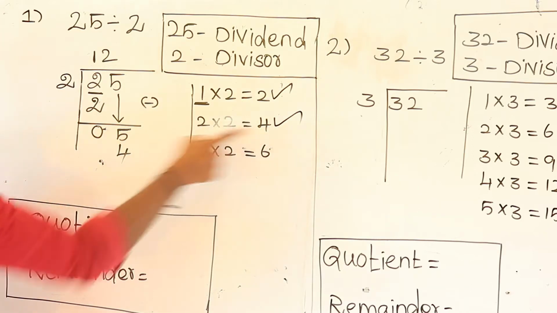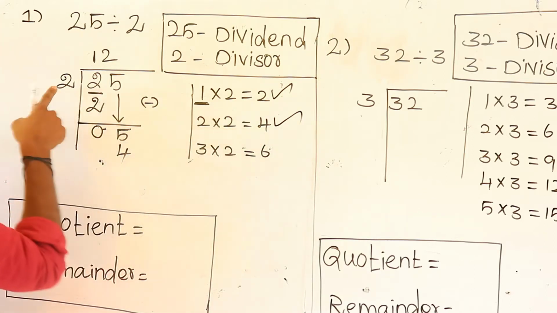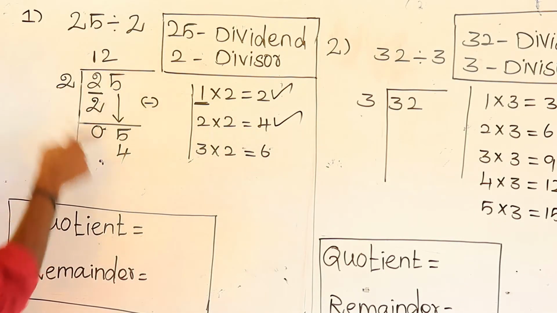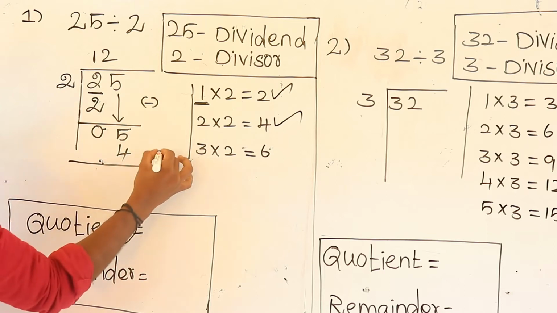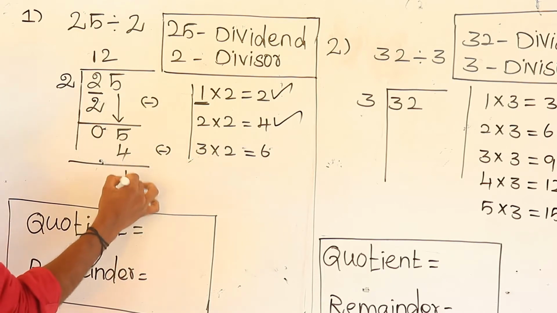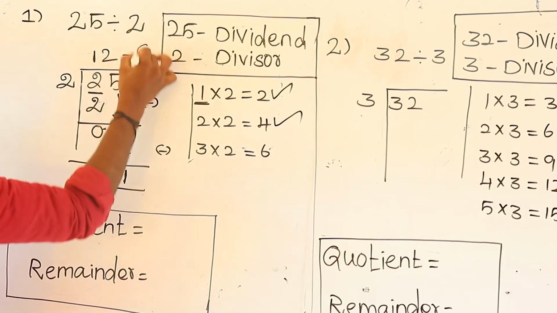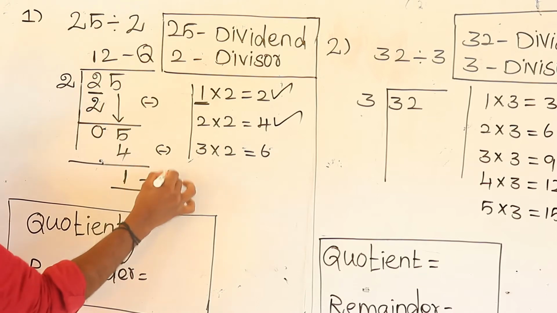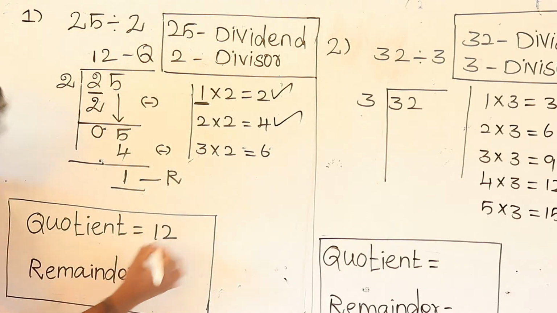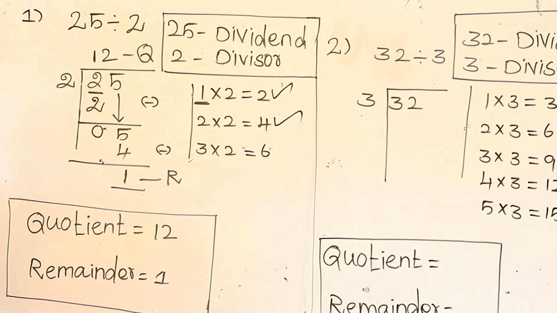This is the dividend value right here, the divisor is this one, then the quotient value is 2. So 2 2's are 4. Next, subtraction. 5 minus 4 is equal to 1. So this is the quotient value, and this is the remainder value. Right here the quotient value is 12 and the remainder value is 1. So the first sum is finished.